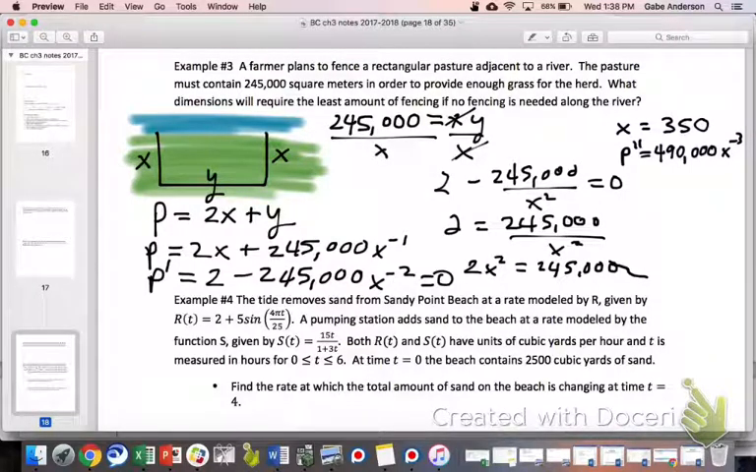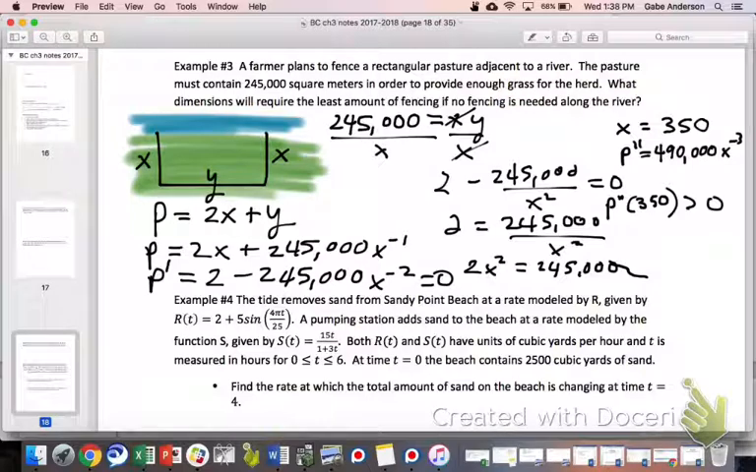Okay. And then you can just say p double prime of 350. And this you could actually do without a calculator. I mean, you couldn't get the exact answer, but couldn't you say for sure that if you plug a 350 in for x and put it under 490,000, we know beyond a shadow of a doubt, even if we don't know what the number is, that it's positive. You can use your calculator and figure it out if you want to. But we can say for sure that that is positive, because a positive divided by a positive is always positive.